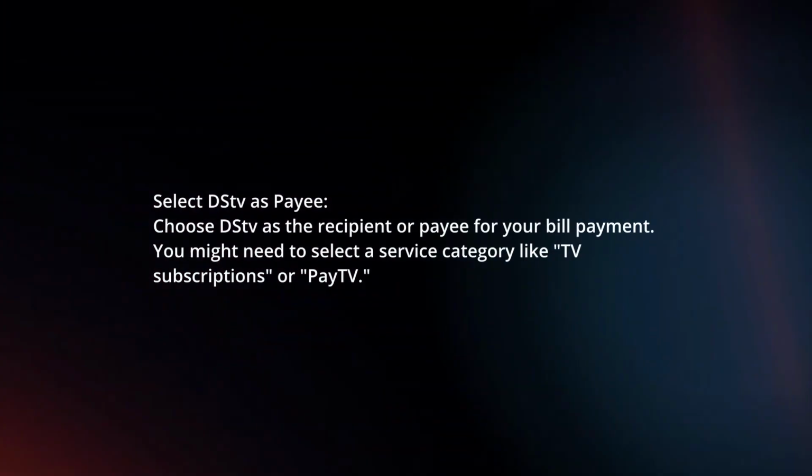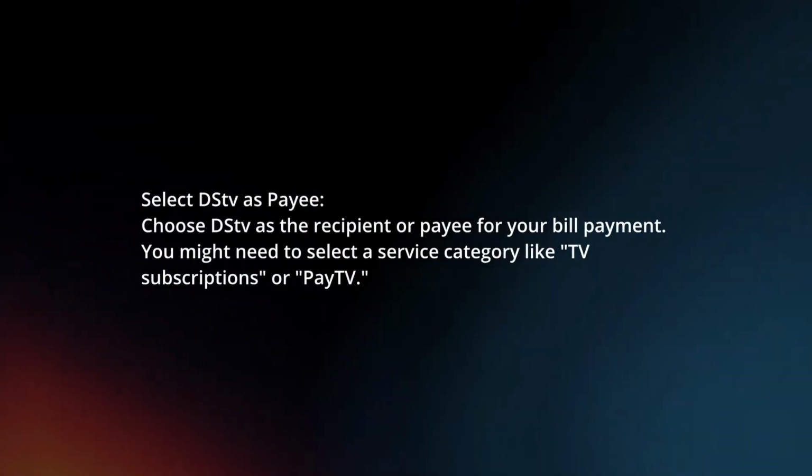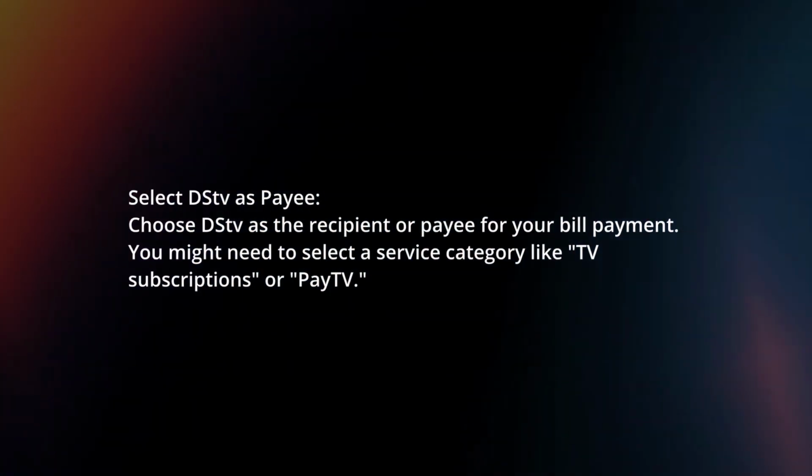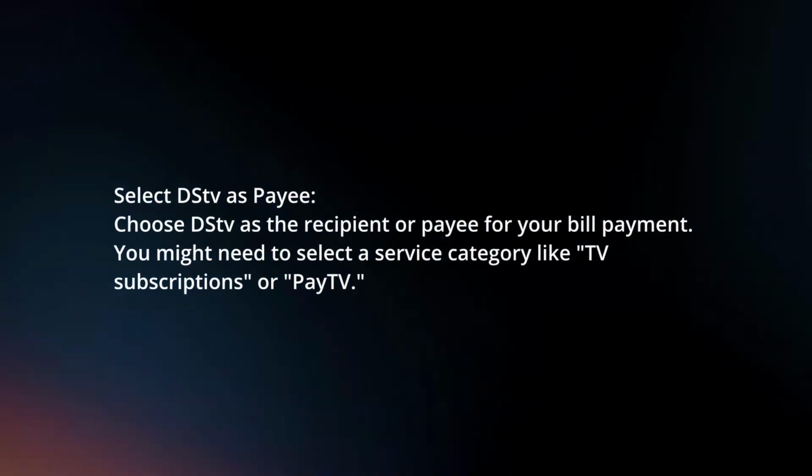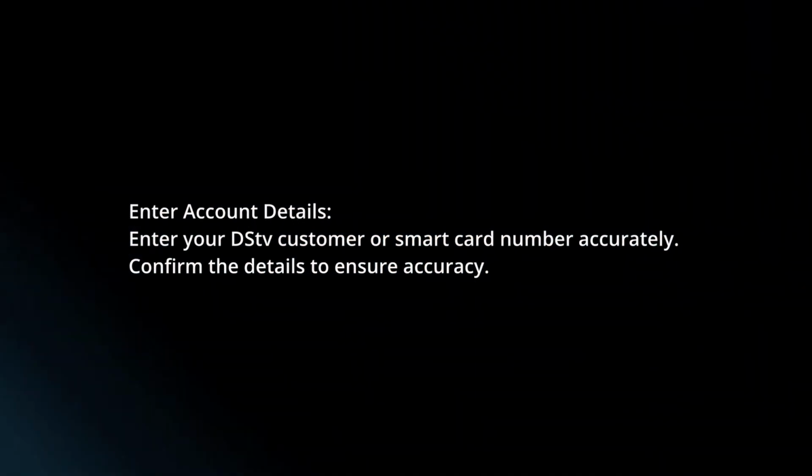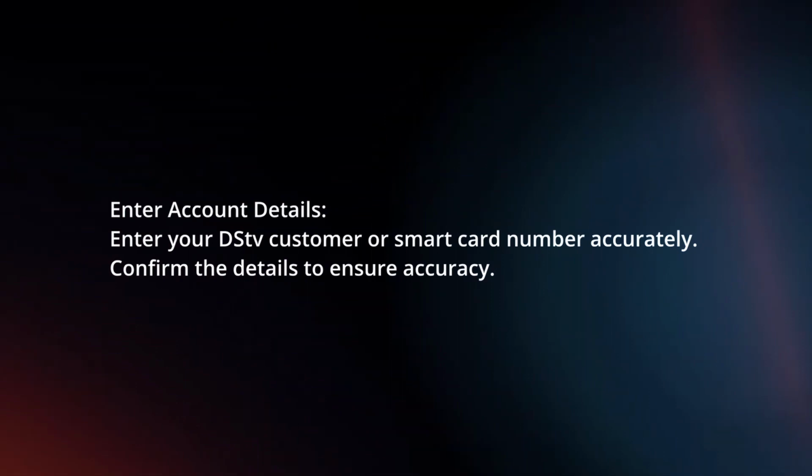Select DStv as payee. Choose DStv as the recipient or payee for your bill payment. You might need to select a service category like TV subscriptions or pay TV. Enter account details. Enter your DStv customer or smart card number accurately. Confirm the details to ensure accuracy.